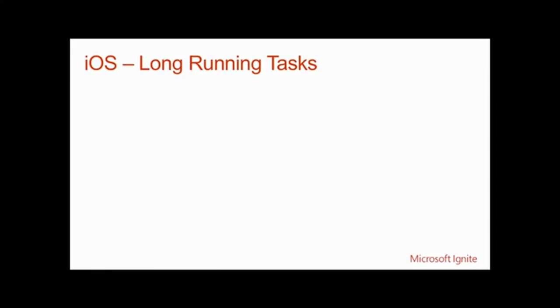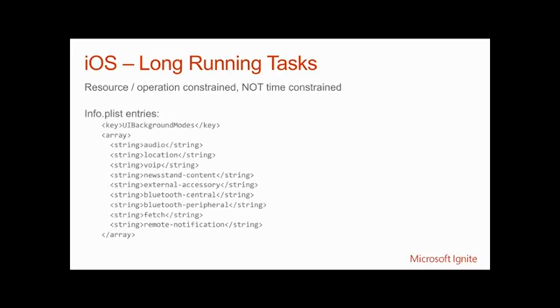Okay, so that's a bit about finite length tasks on iOS. In some ways similar to extended execution on UWP, and now we'll look at long-running tasks on iOS. Now remember, these are not time constrained, but they are resource constrained. There's only certain operations we can perform using these. And the operation that we want to perform has to be registered in our Info.plist. So these are the possibilities.